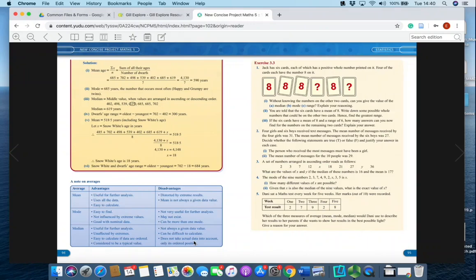So if you have outliers, that's what we call a really low or really high value, then the median is the best measure of center. If your data is fairly symmetrical, it doesn't matter which one you use. The mean is easy to calculate.